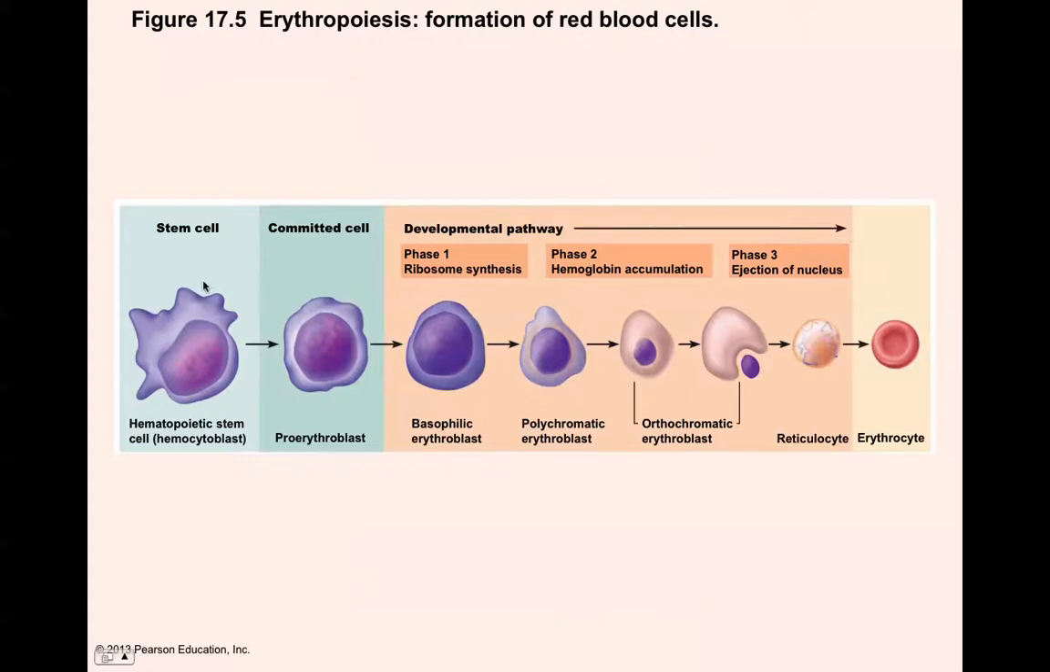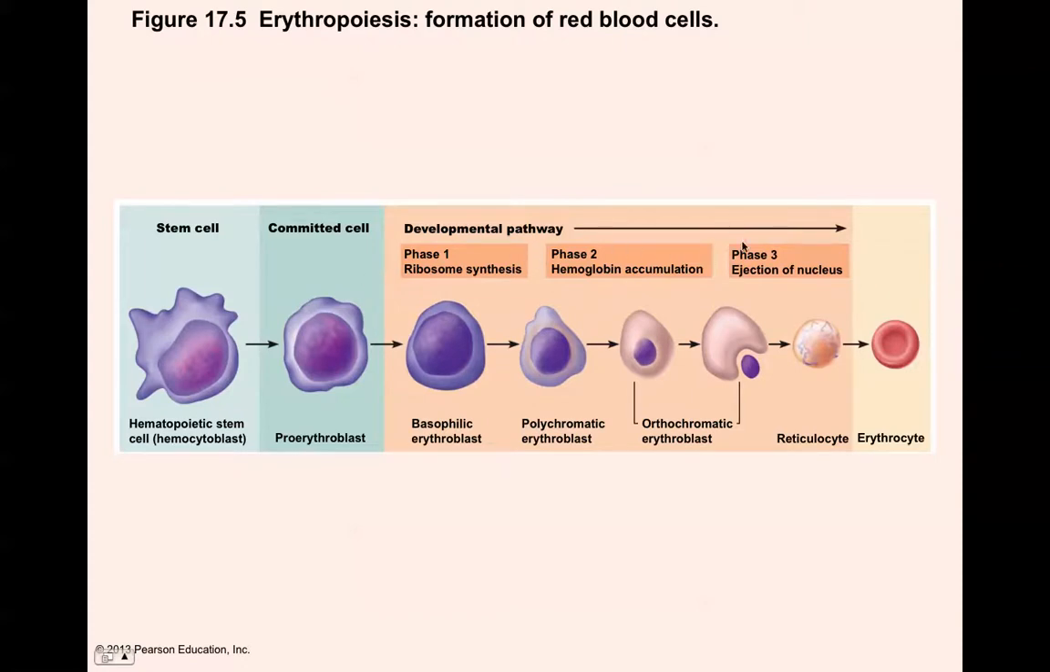This is kind of a nice illustration that shows the formation of red blood cells. So here we start out with the hematopoietic stem cell. This is a hemocytoblast, and it could go in different directions. This way for white blood cells, the other way for platelets, for example. But this is how the red blood cells are formed, and that is called erythropoiesis, because this is red blood cell formation. So it starts out becoming a pro-erythroblast. Now it's committed, and it has to go down the direction to become a red blood cell.